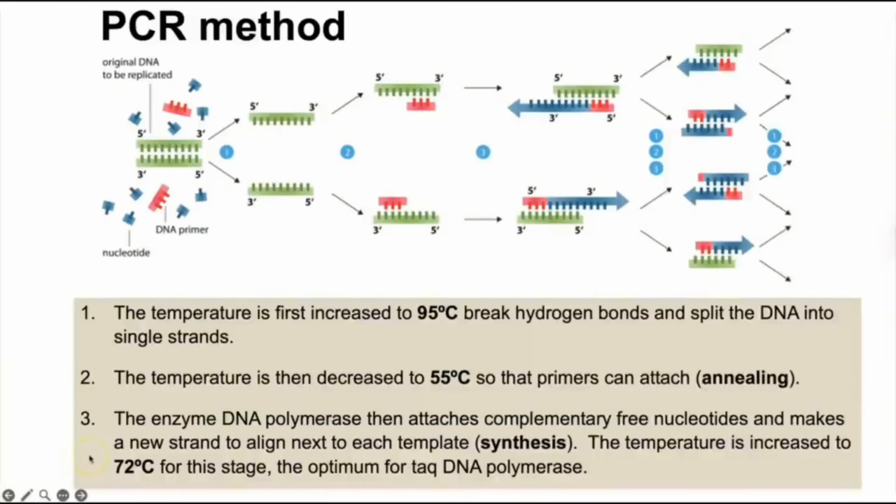Then we will increase the temperature so that the enzyme DNA polymerase can align all of these DNA nucleotides that are going to be attracted to their complementary bases. The DNA polymerase is then going to catalyze the condensation reaction, forming all of those phosphodiester bonds between the adjacent nucleotides. And that is at 72 degrees C. You do need to know those temperatures as well as this process. And that process will then happen on repeat.